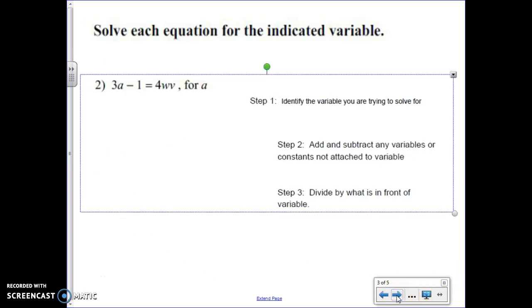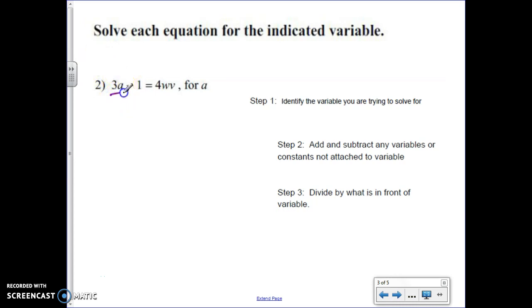All right, looking here, in this case, I am trying to get a by itself. That's what step 1 says: identify the variable you're trying to get by itself. So in this case, I want to add 1 to both sides. So I end up with 3a equals 4wb plus 1. Is there anything else that I need to add or subtract that's not attached to the a? No. So I'm done with step 2.